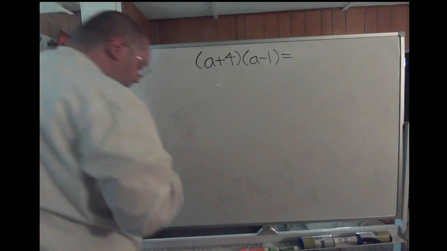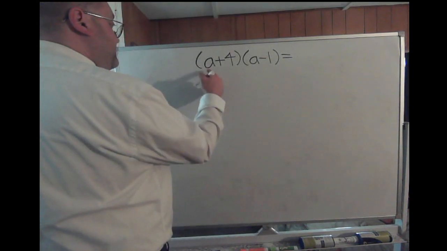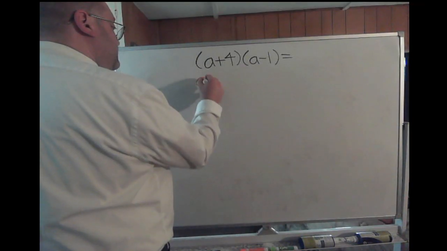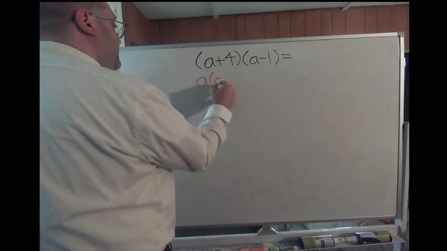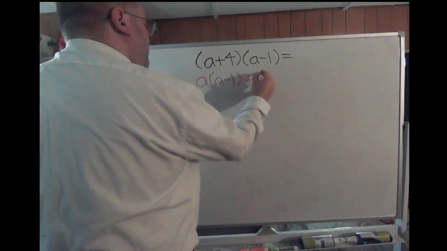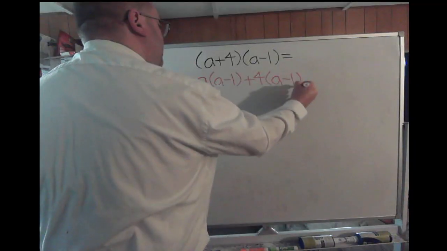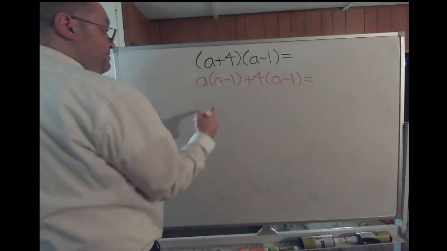Alright. So what you're going to do is you're going to, of course, take that first a. You'll take that times the quantity of a minus 1. Then you do your plus 4 times the quantity of a minus 1. Now you just do the distributive on each term.